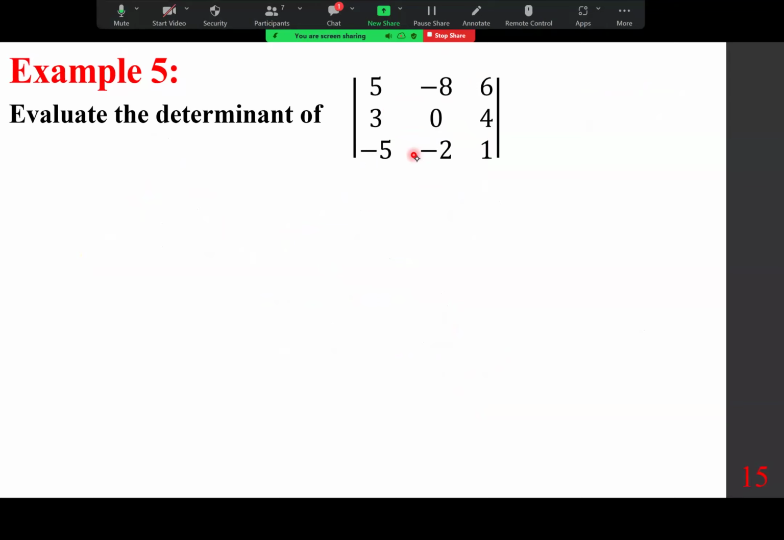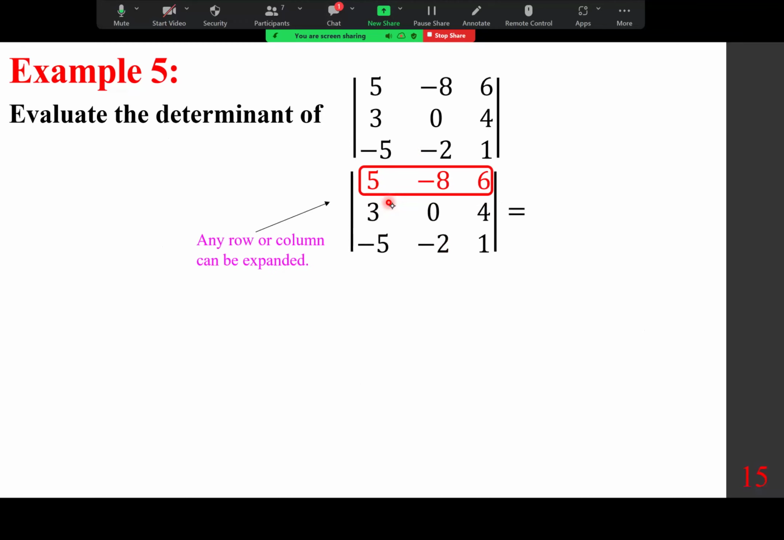Evaluate the following determinant, and we can go with the expansion of any row or column. We can choose to expand across row 1. Row 2 or column 2 would have been better. I highly recommend you try it at home. Why? Because one entry is 0, and 0 times anything is 0.